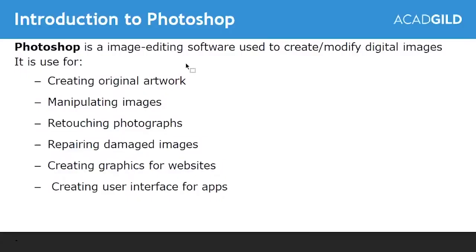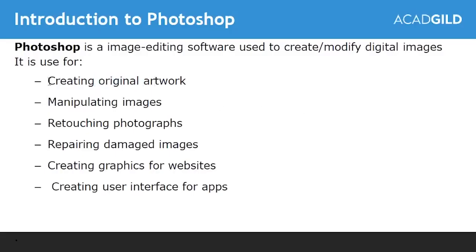So first let's discuss Photoshop. Photoshop is an image editing software that is used to create and modify digital images. This is the best definition of Photoshop. We use Photoshop for creating original artwork, manipulating images, retouching, repairing damaged images, creating graphics for websites, and creating user interfaces for apps.